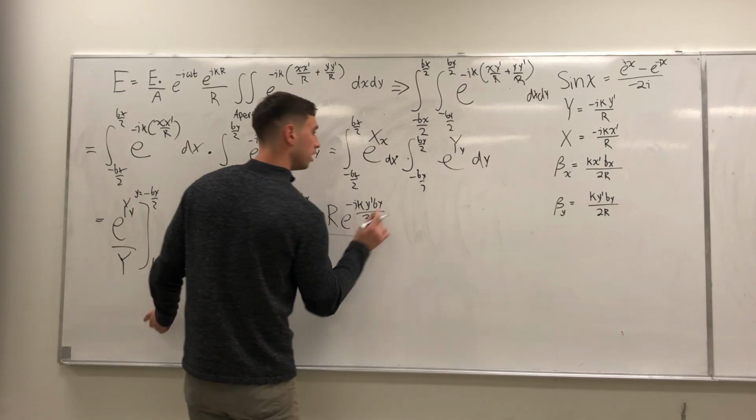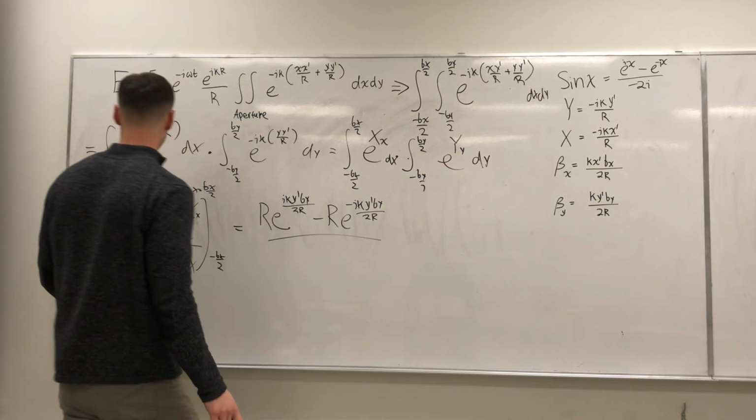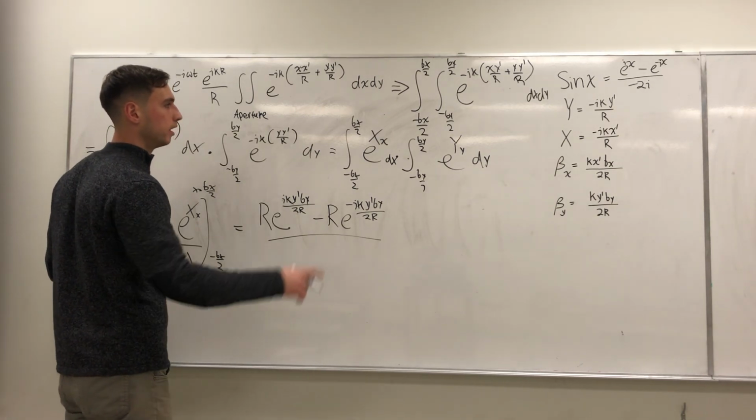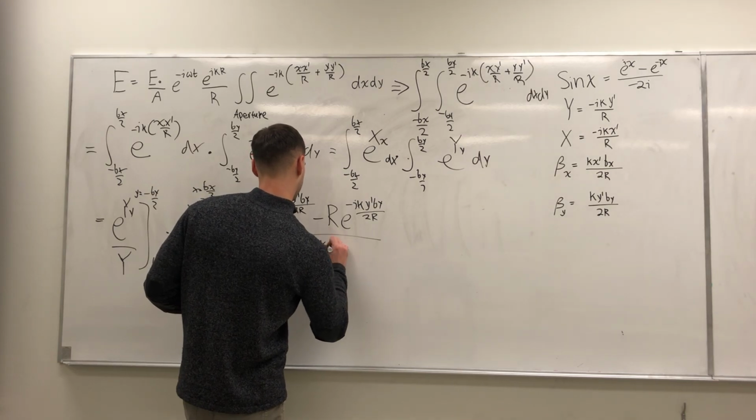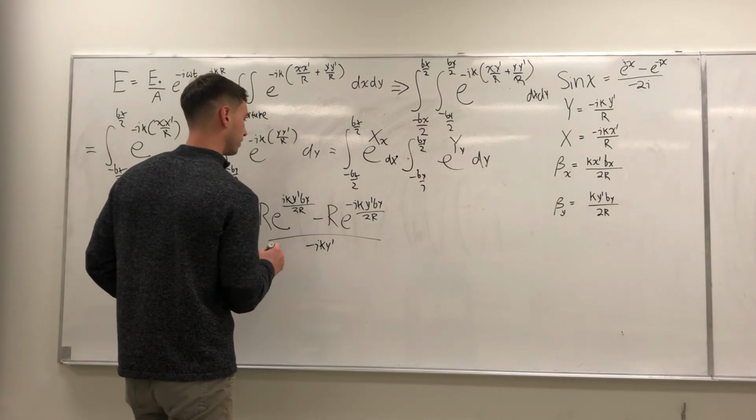What do we have here? When we plug in the y, the r went up, so we took the r at the bottom. We're going to have a negative ik y prime, like so, okay?